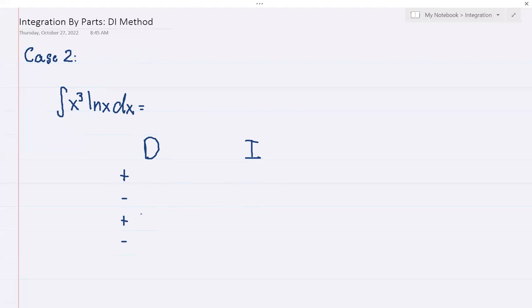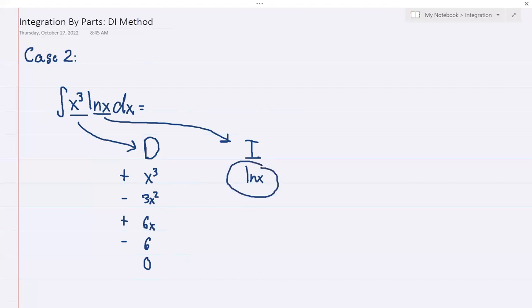Now, obviously, I know what you're going to put. You're going to put your x cubed in your D, because if you put x cubed in your D column, it will reach 0, right? So let's try that, x cubed. Then your ln of x will be in your I column. So let's get the derivative of x cubed. You have 3x squared. The derivative of 3x squared, we will have 6x. The derivative of 6x, we have 6. And the derivative of 6 is 0. Okay, that's good. We reached 0. Now, how can we integrate ln of x?